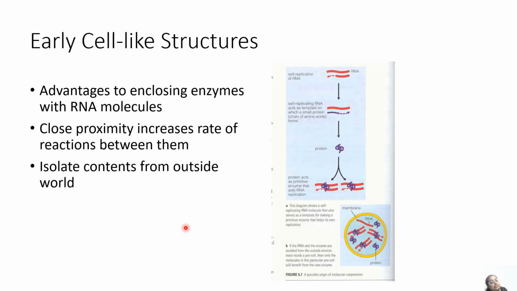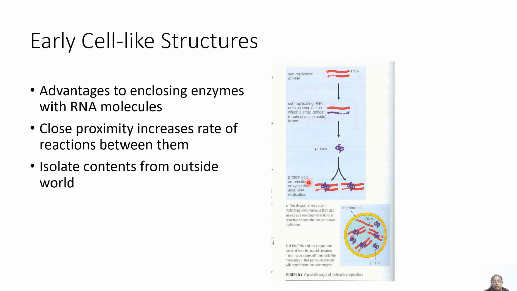Now, early cell-like structures. There are advantages to enclosing enzymes with RNA molecules. Their close proximity increases the rate of reactions between them and isolates the contents from the outside world. We see self-replication of RNA. Self-replicating RNA acts as a template on which a small protein or chain of amino acids forms. The protein acts as a primitive enzyme that aids in RNA replication.